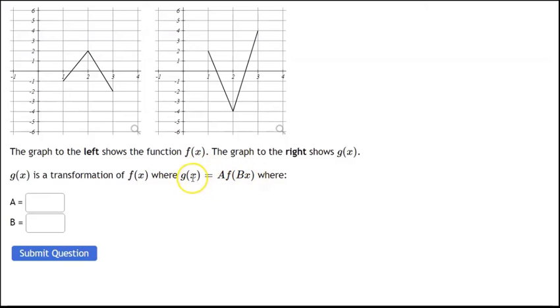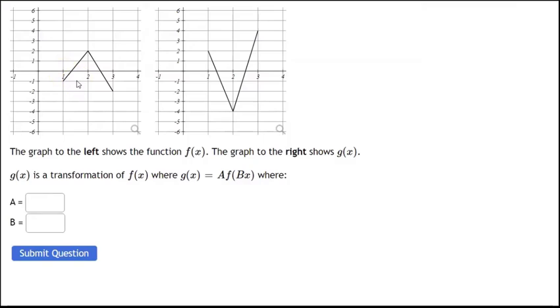And so this tells us that g is a transformation only of vertical stretches, that's the a here, and horizontal stretches or compressions, which is the b here, and we're trying to figure out what those values would need to be. So no shifts, just stretches. So to start with this, let's think about how stretches change the function.